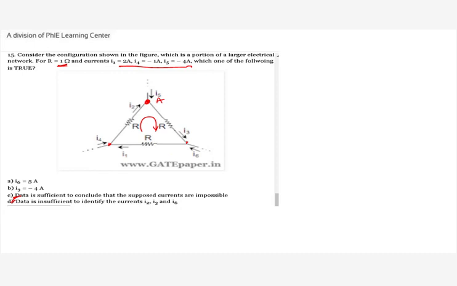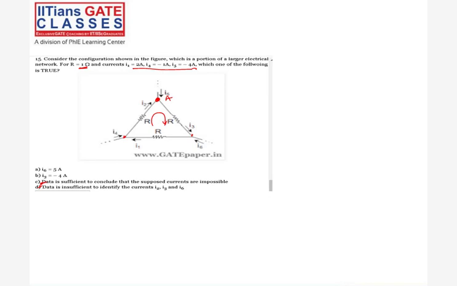So I3 into R plus the current here, I1 into R, plus here is I2 into R is equal to 0. So I3 is not given. I1 is given as 2. R is also 1 ohm. So I3 plus I1, which is 2 amperes, plus I2, which is also not given, equal to 0. So I have an equation: I2 plus I3 is equal to -2.